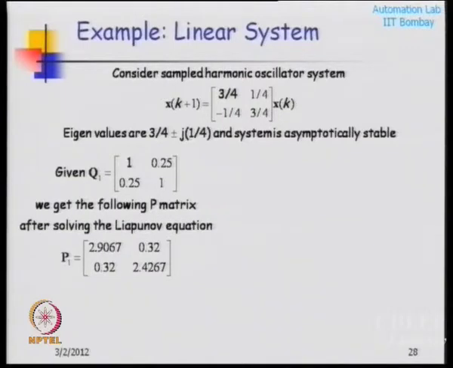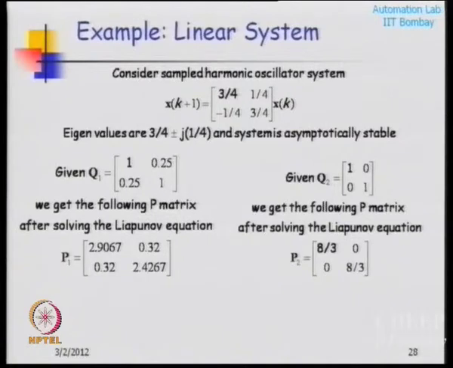If I give Q1, I have chosen Q to be 1.25, .25, 1. This is a positive definite matrix, so negative of this is a negative definite matrix. For this particular choice of Q, I will get a Lyapunov function, which is the P1 matrix given here. If I choose Q to be the identity matrix, then I will get this Lyapunov function, which is 8 by 3, 8 by 3. So there is no unique way of constructing a Lyapunov function. Both P1 and P2 will give you a Lyapunov function for this particular linear system.